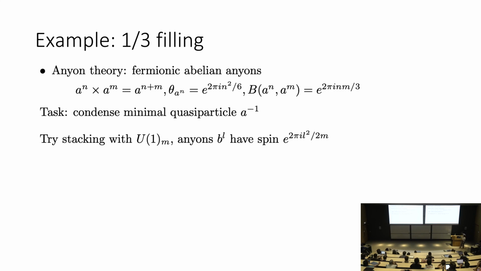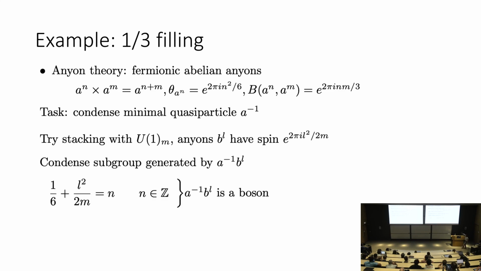And we can do the simplest thing, which is we just stack with U1 level M for some unfixed M. And the anyons here have spin e^{2πi L²/2M}. And now we can try to condense this anyon, a Lagrangian condensable subgroup generated by e^{-1} b^L. We bind our minimal quasi-particle with some guy in D.